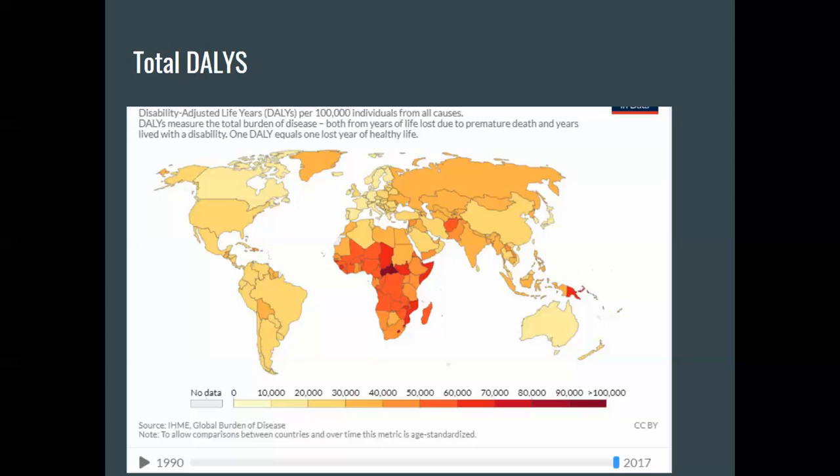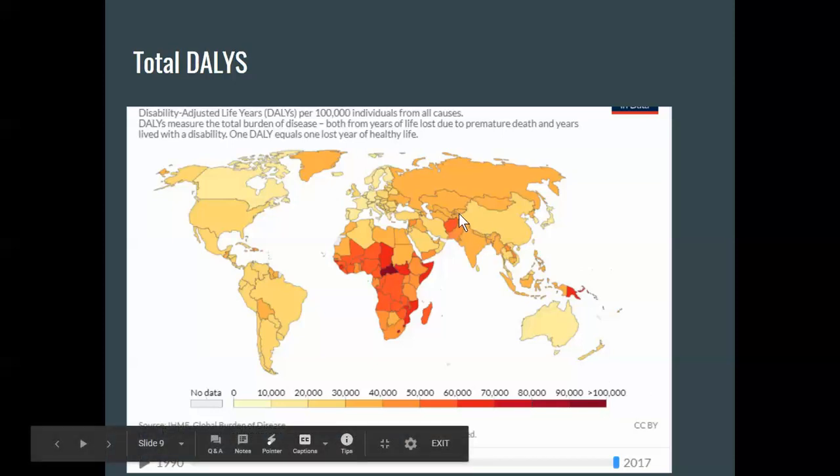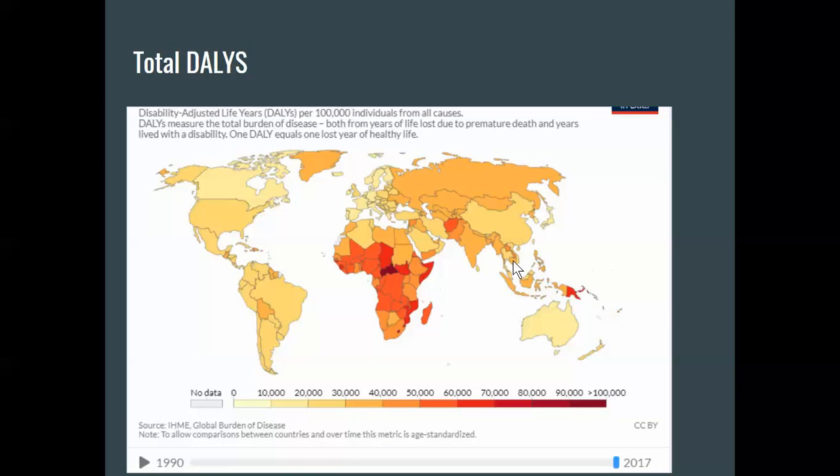So if we look at total DALYs, in other words, years lived or lost with the burden of disease, it is still highest in sub-Saharan Africa, although you'll notice it's also very high here in Afghanistan and moderately high in some parts of Southeast Asia. You also notice, though, that the United States and Mexico have a higher DALY rate than does much of Europe. And so that's an interesting kind of way of looking at this.